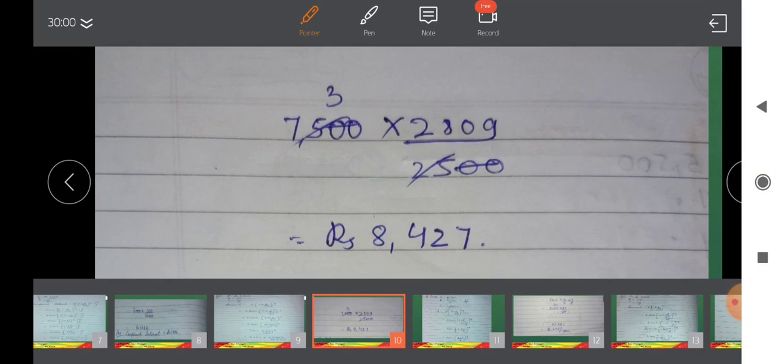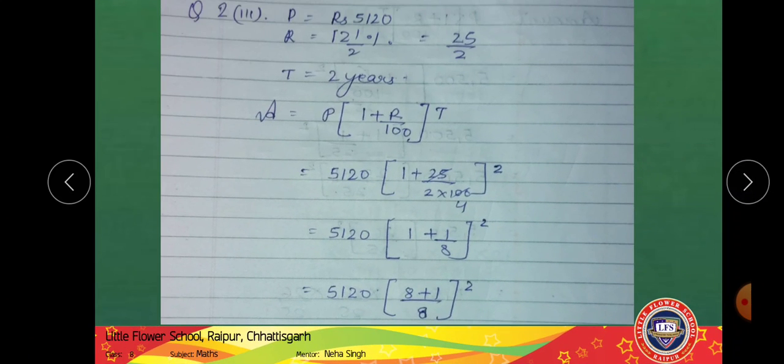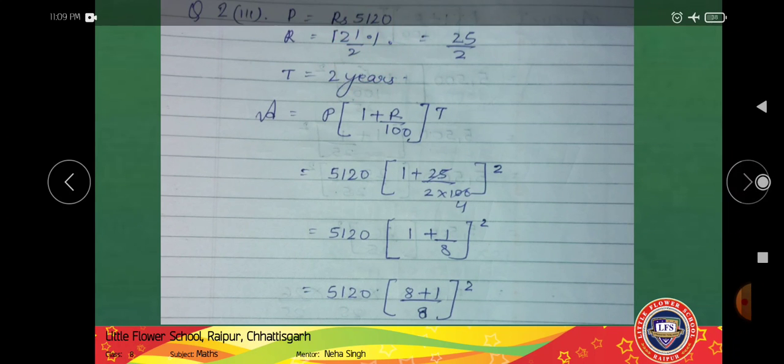Now one more part of this second question will be solving. The second part will be your homework. Third I am solving. Principal is given rupees 5,120. Rate is given 12 1 by 2. See, this is mixed fraction, right?